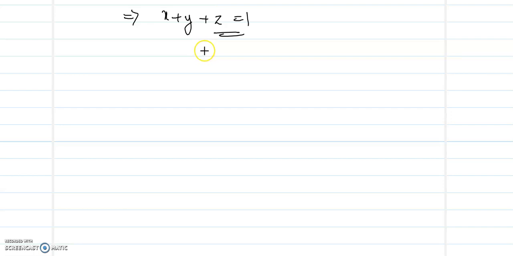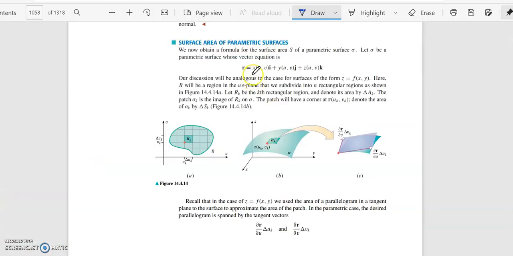Now let us look at how we use the idea of the tangent plane to obtain the surface area over a given region R. Let's look at the surface area of a parametric surface. So let us consider a surface sigma. We are given a surface sigma, and we are finding its surface area.